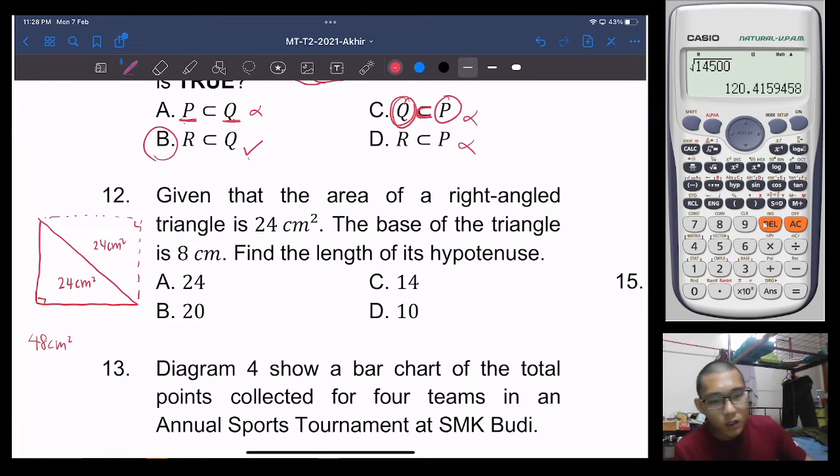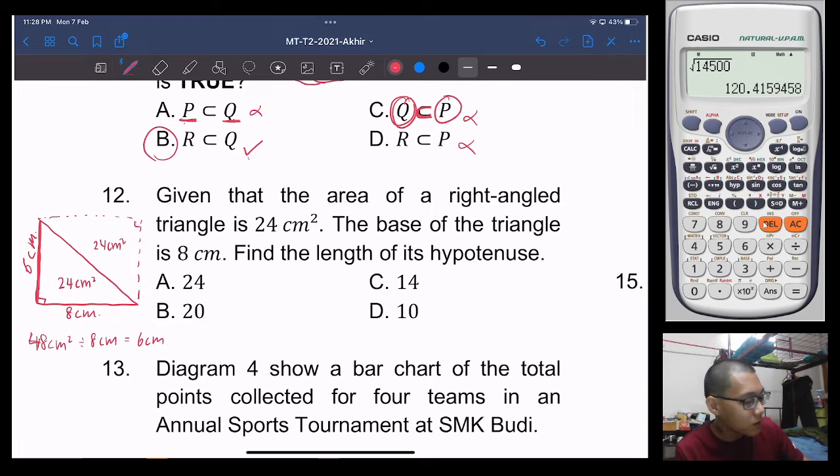We have the base of 8 cm here. So what is the height of this triangle? The total 48 divided by 8 gives us a height of 6 cm. Can you see 6 cm here? Done. Now, they ask for the hypotenuse.